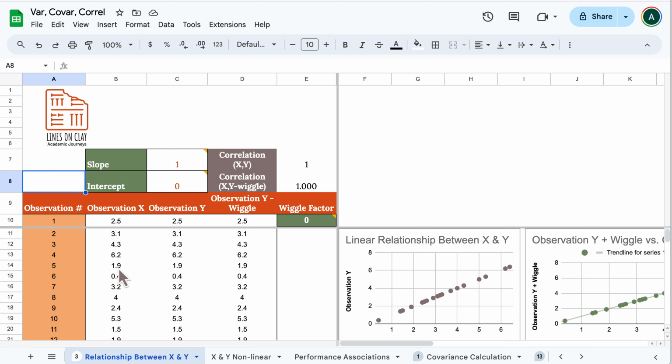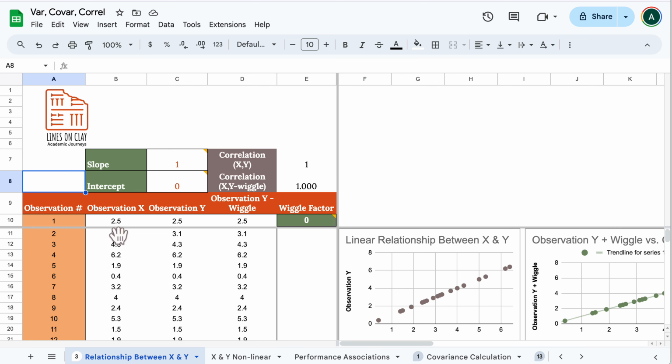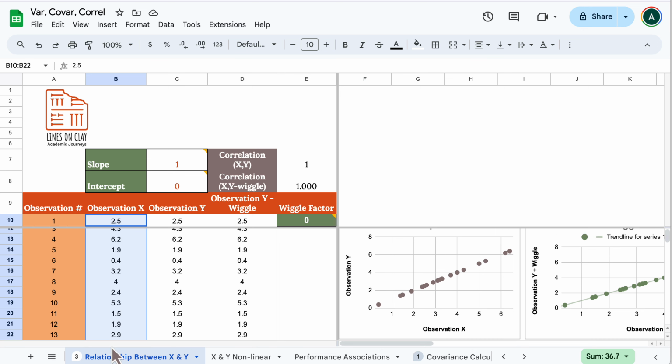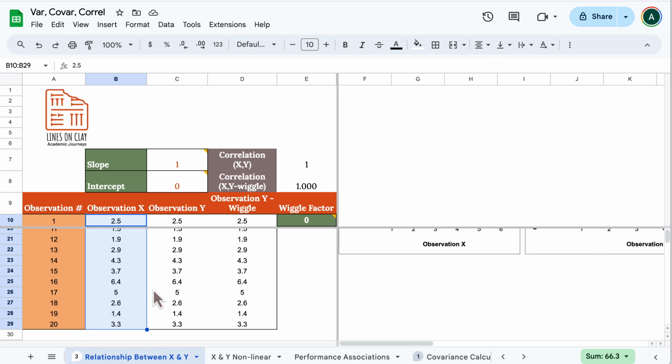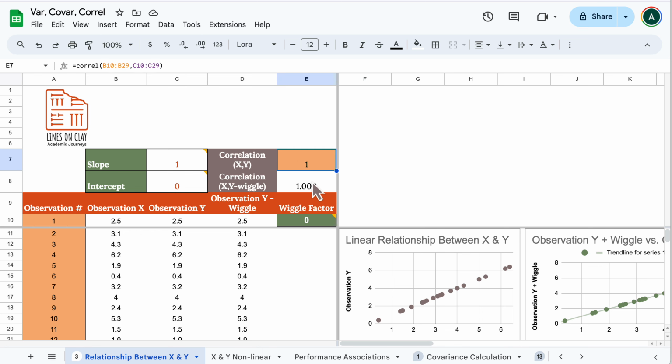So what I've done here is I've come up with 20 different observations, and this is all just made up data. So I've got observations from group X. And in the first case that we see, we have a perfect mimicking in group Y. So when X was 2.5, Y was 2.5. When X was 3.1, Y was 3.1. Effectively, this is asking, how does X covary against X? How does X covary against itself? And what we find is that the correlation is 1.